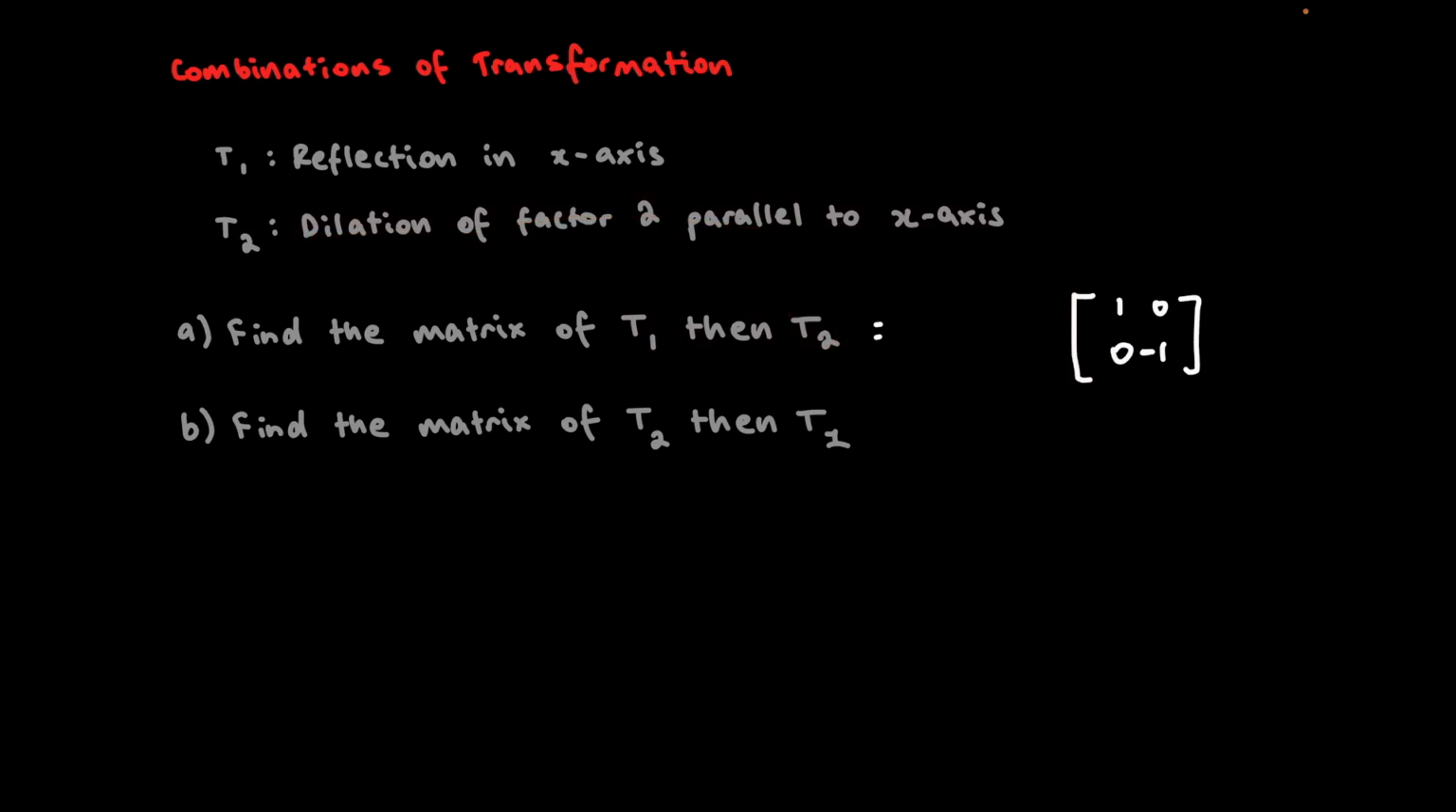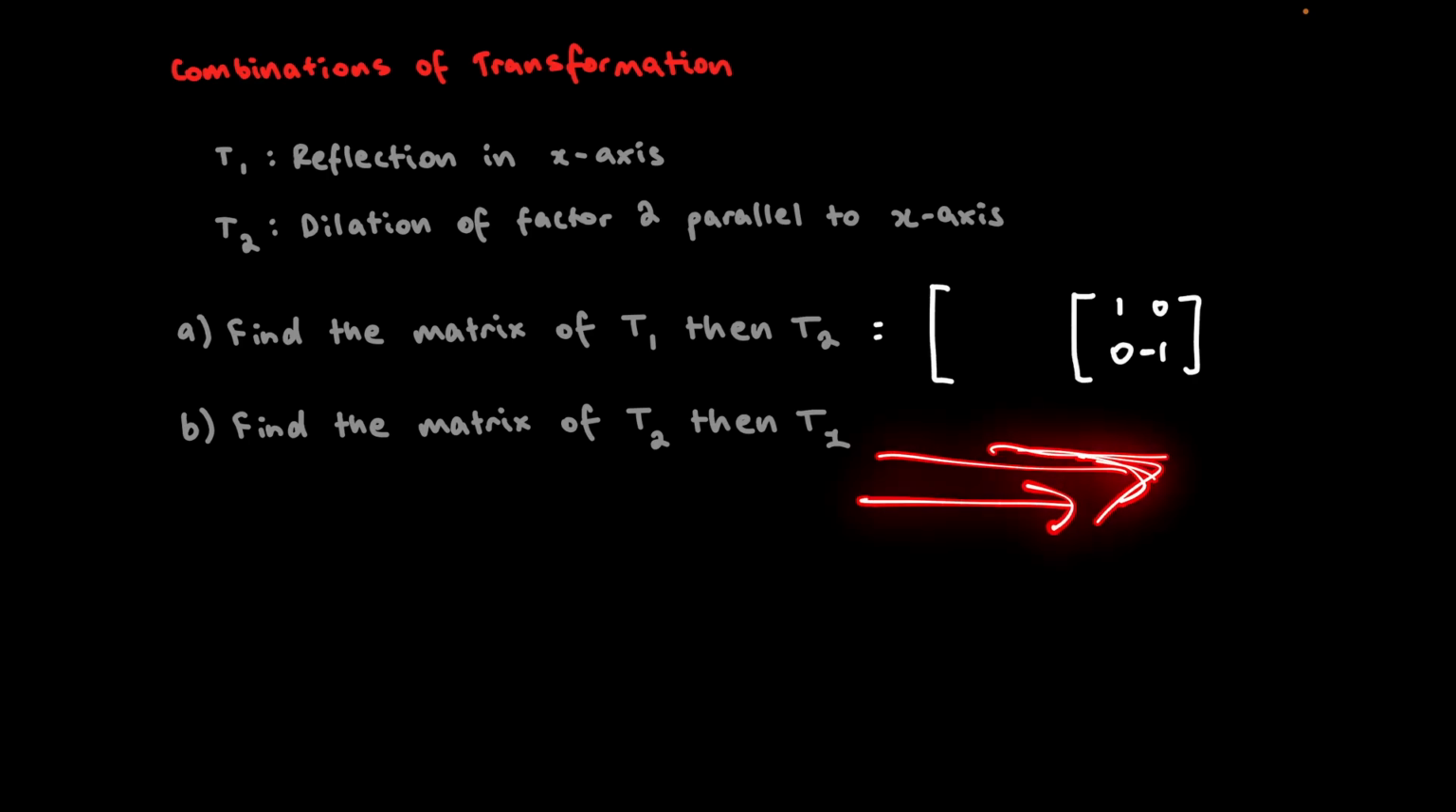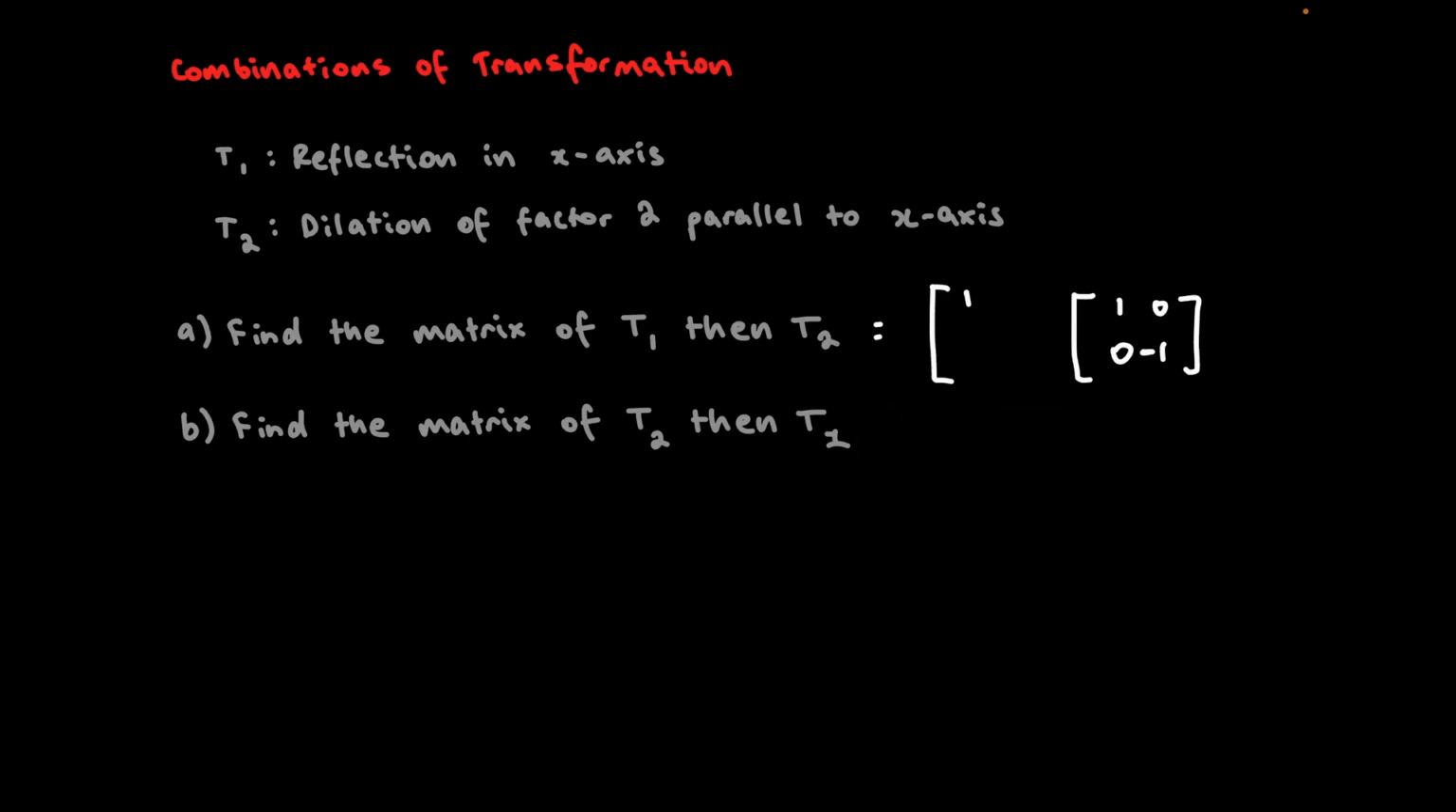Dilation of factor 2 parallel to the x-axis. If it's parallel to the x-axis, that means all the x values are getting enlarged by factor 2. So if I draw my identity again, all your x values will become twice as long. So this is what your new transformation matrix will look like.